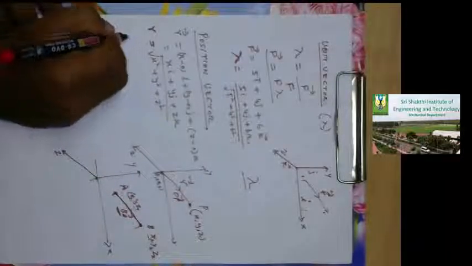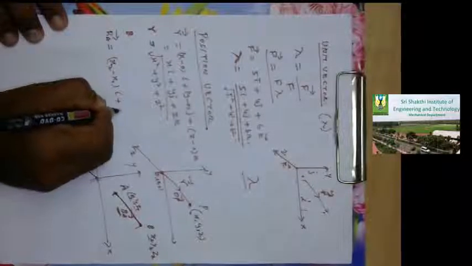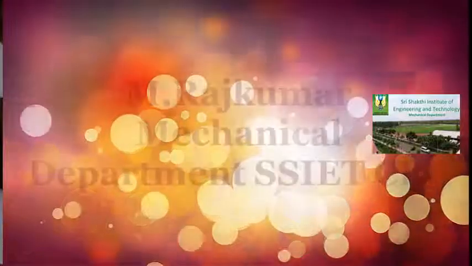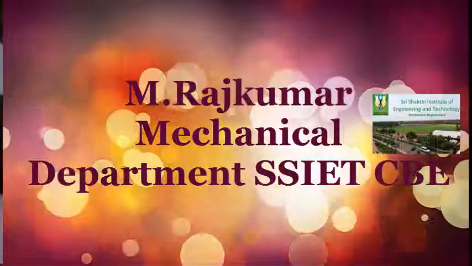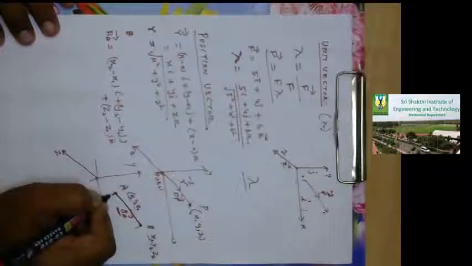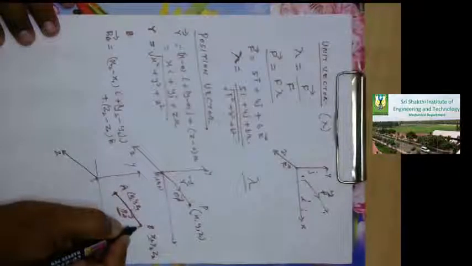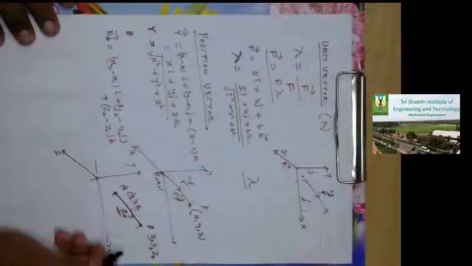So the BA vector with respect to this one will be equivalent to (x2 minus x1) i plus (y2 minus y1) j plus (z2 minus z1) k. So this is the position vector of the AB line. The BA vector is the position vector of A, with these coordinates, with respect to the point B, with these coordinates. Okay, able to understand?